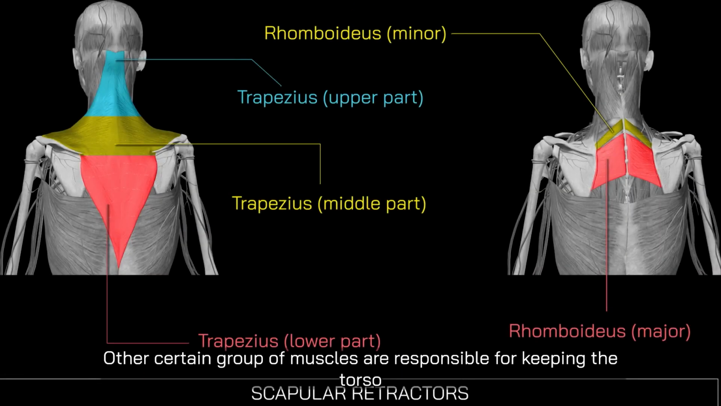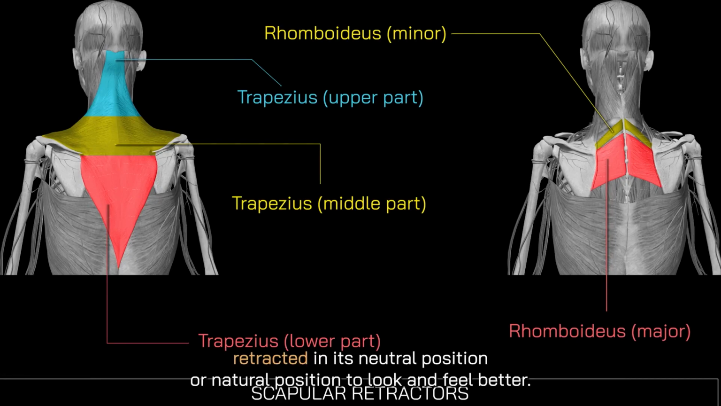Another certain group of muscles are responsible for keeping the torso retracted in its neutral position or natural position to look and feel better. And also, so you can allow your body to function properly and correctly without hindering your strength or causing injuries, and most importantly, to breathe correctly.